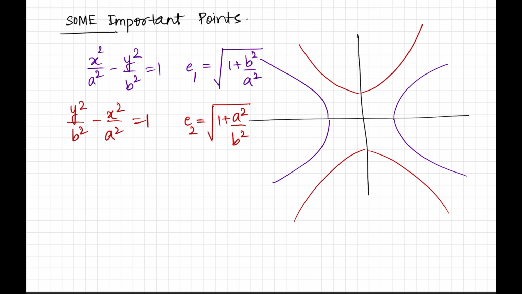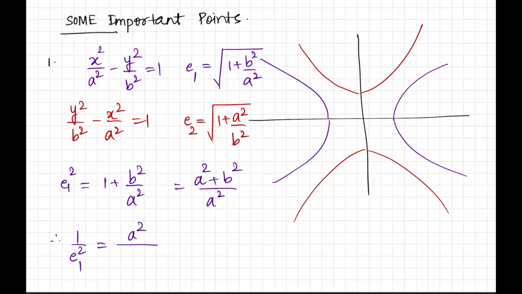So here the first important point that we want to discuss is to find the relation between E1 and E2. Let me say this is our point number 1, the relation between E1 and E2. Let us square the first equation. So we get E1 squared is equal to 1 plus b square by a square, and this can be written as a square plus b square by a square. Therefore, if we take the reciprocal, we have a square by a square plus b square.